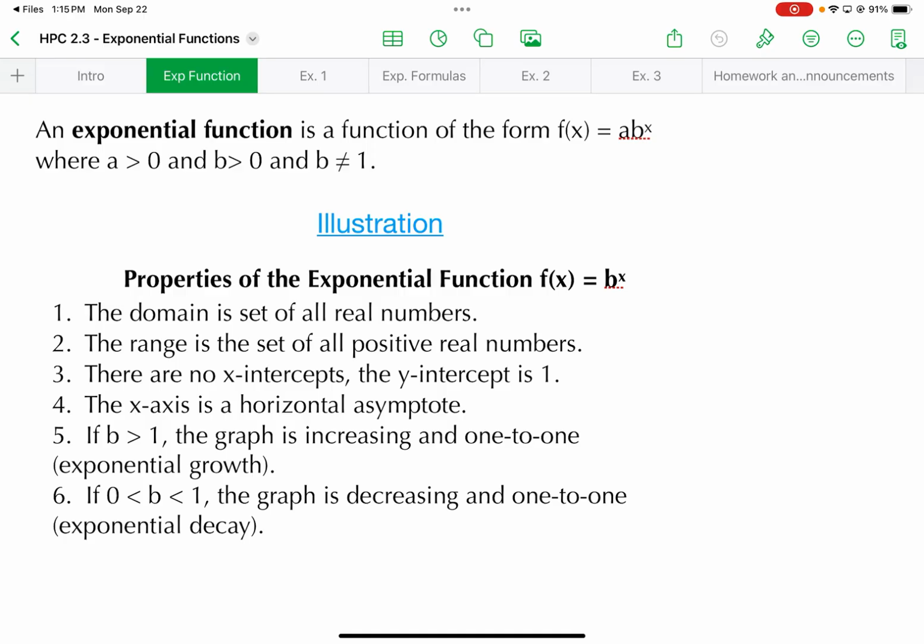And we consider these functions where a is positive and b is positive as well too, and b is not equal to 1. If your base was 1, it would not be an exciting function because 1 raised to any power is equal to what? It's just equal to 1, right? So it wouldn't be very exciting, okay? So our base is not going to be equal to 1, okay?